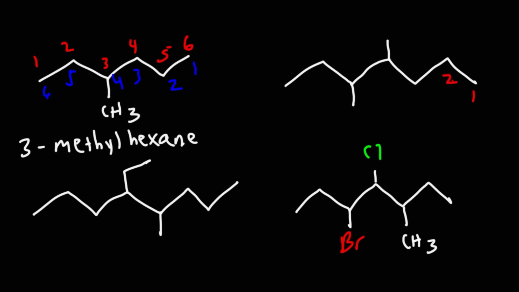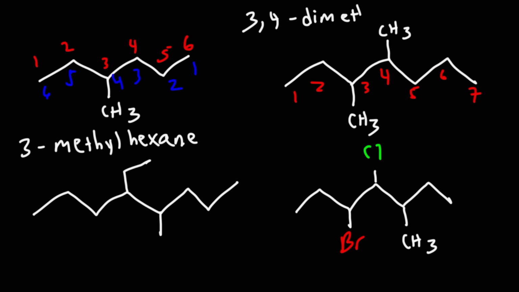For the next one, if we were to count it this way, we would have a methyl on carbon 4 and 5. But if we count it the other way, we'll have methyls on 3 and 4 instead of 4 and 5, so we want to count it from left to right. Now, because we have a 7-carbon chain, this is going to be heptane. We've got a methyl on 3 and a methyl on 4, so this is going to be called 3,4-dimethylheptane.